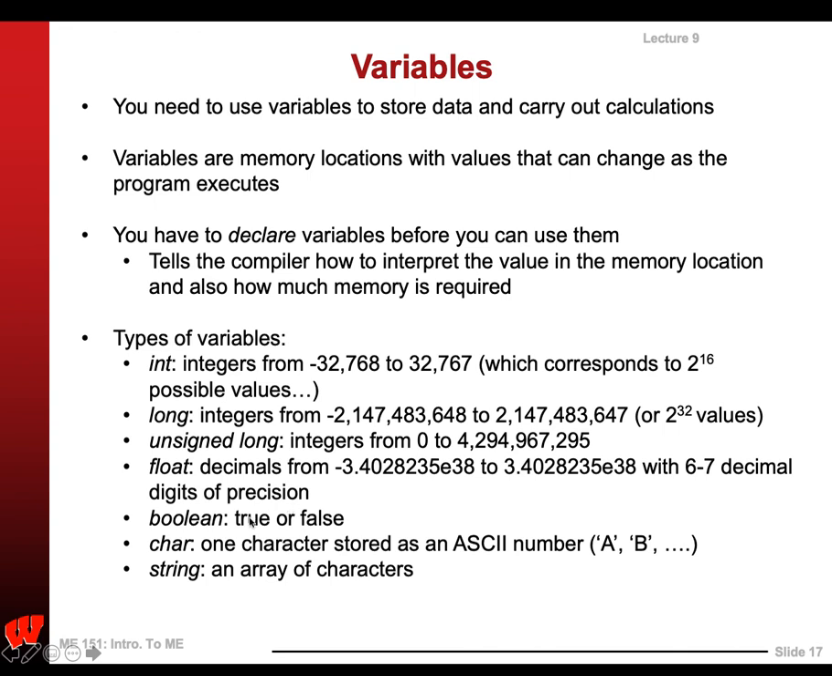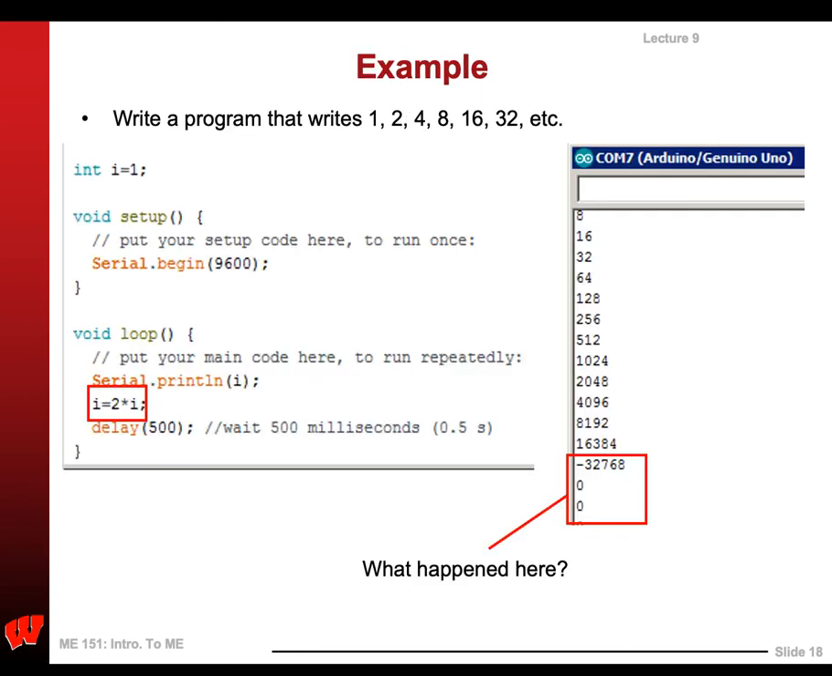A Boolean variable is just true or false. A character is just one character, like A, B, C, D, E, F, G kind of stuff. And then a string is a bunch of characters put together. For the most part in this class, we're going to use integers and floats, right? Because we don't need anything bigger than 32,000, and we don't need any special decimal places. Okay, so that's what variables are.